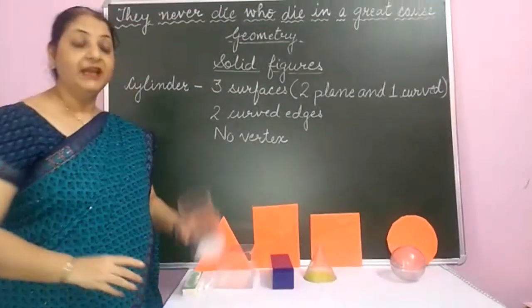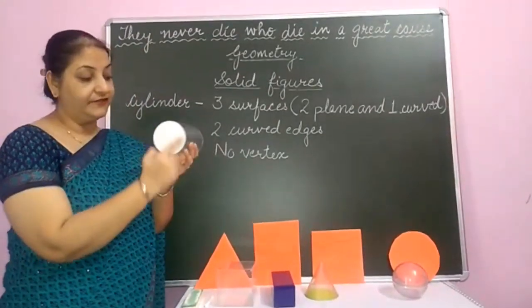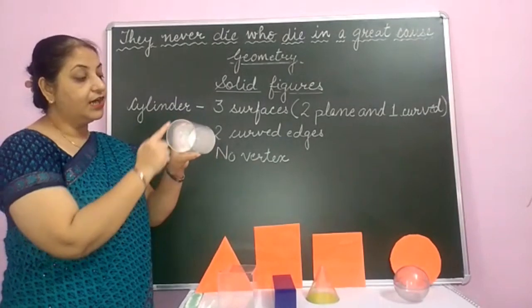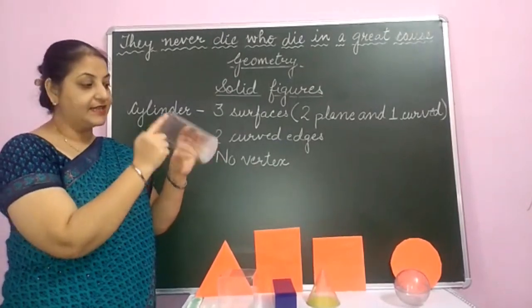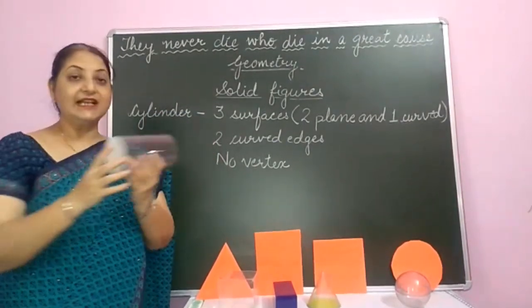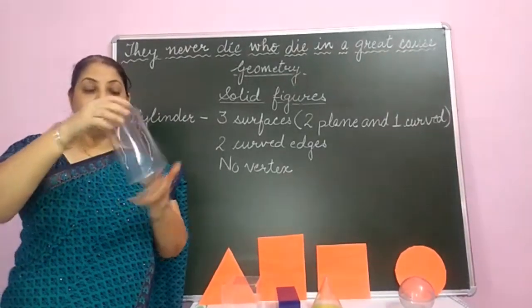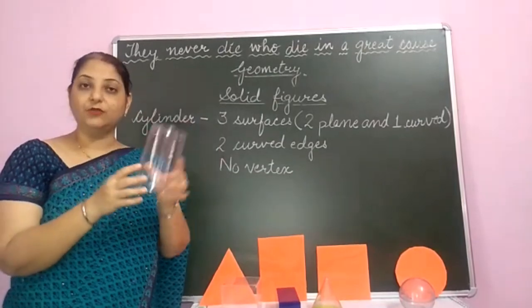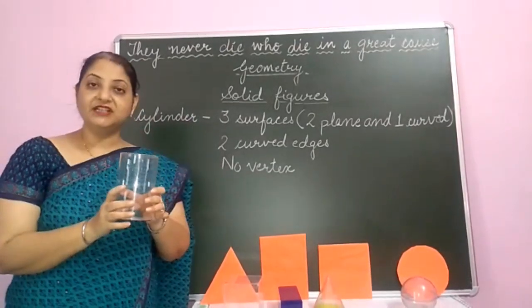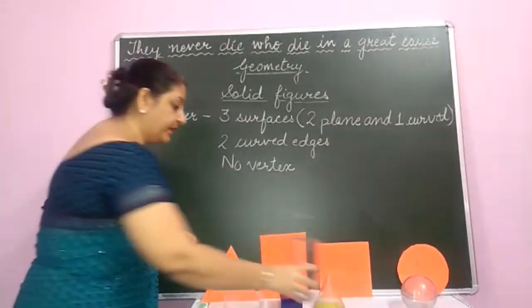Now see the edges of these surfaces. It has two curved edges. It is not a straight edge, it is a curved edge. So cylinder has two curved edges, and you can easily see that there is no corner or vertex. So cylinder does not have any vertex.